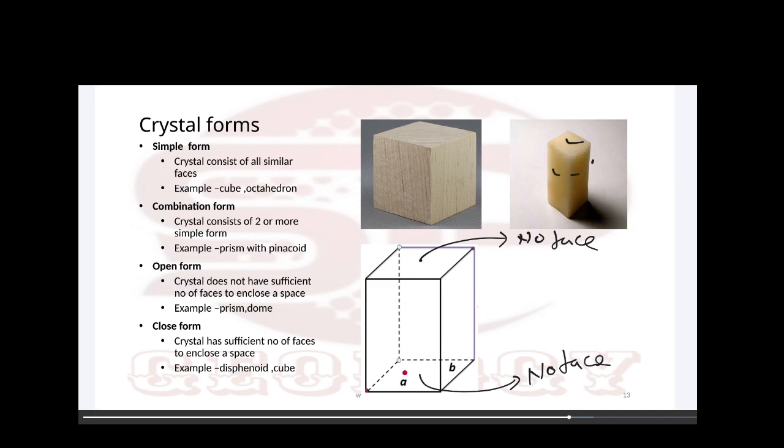So the space will be open. There will be these four faces and no face here. So it will be considered an open form because it doesn't have a sufficient number of faces to enclose a space. If you take only these two faces, they will also not enclose the space. So those are called open forms. But if you see this cube, it consists of a sufficient number of faces to enclose a space. So it will be a closed form.